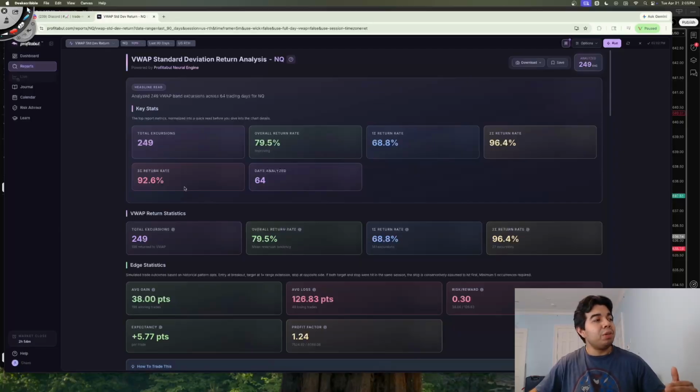With Profitabul, what you can basically see is all these reports, all these stats, right? Real stats, none of this just lines on a chart, real stats that are calculated by Profitabul. So for example, this is the VWAP standard deviation return. It calculates the return rate from each standard deviation band. So here we see a 68.8% from the first standard deviation band. We see a 96.4% return from the second standard deviation band. And then we have a 92.6% return rate from the third standard deviation band.